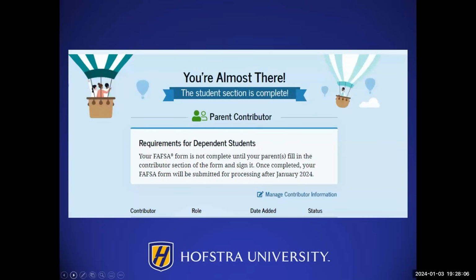Once signed, they're going to get this screen saying they're almost there. If a student is a dependent, that's where it'll say parent contributors. It'll list the parent contributors below and say that they've sent them the invitation. The FAFSA form will not be complete until the parent or parents fill out their contributor section of the form and sign it. Once completed, it will be able to submit for processing.